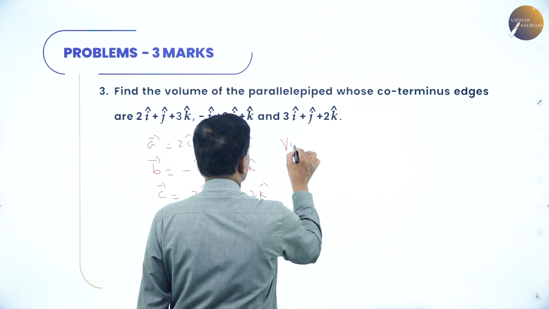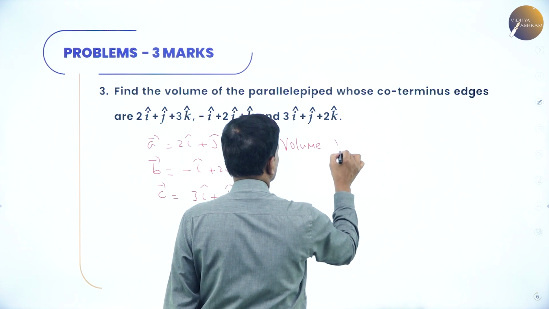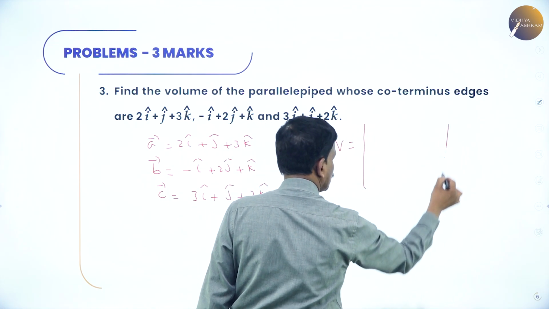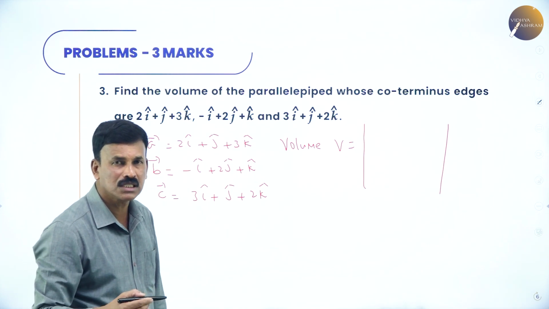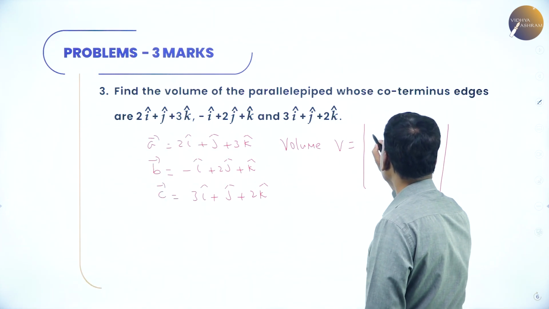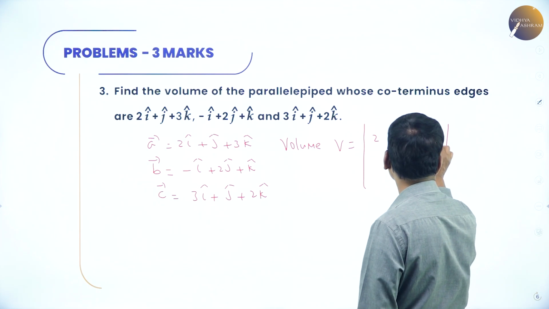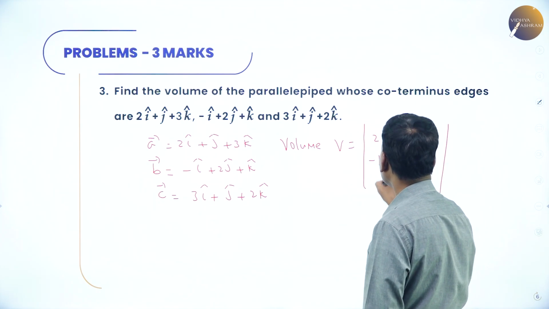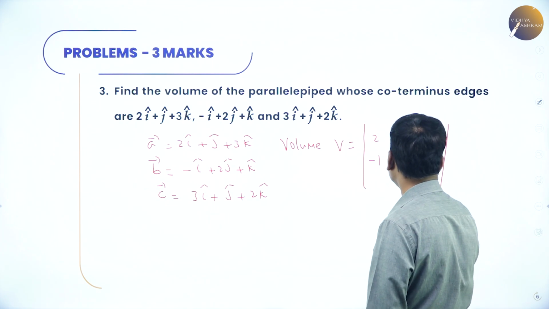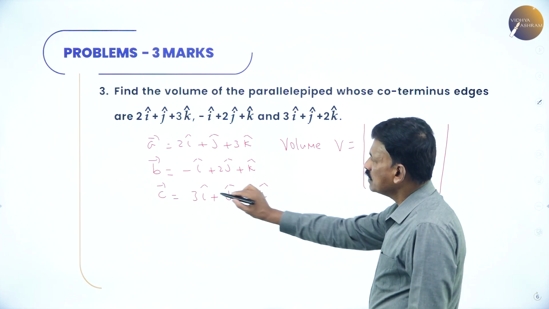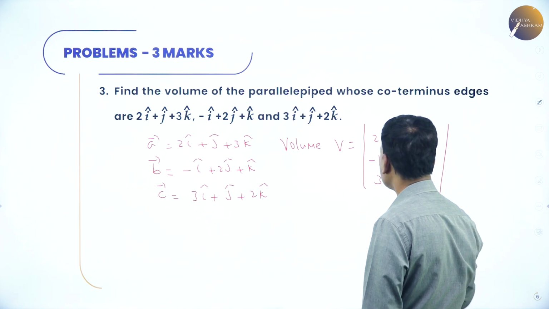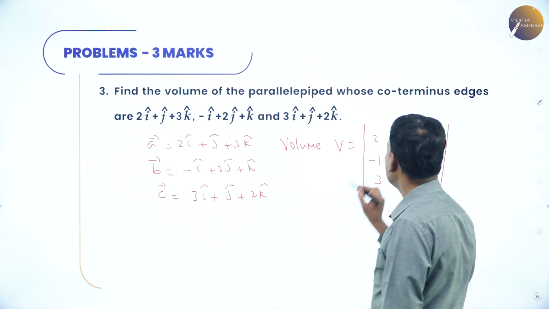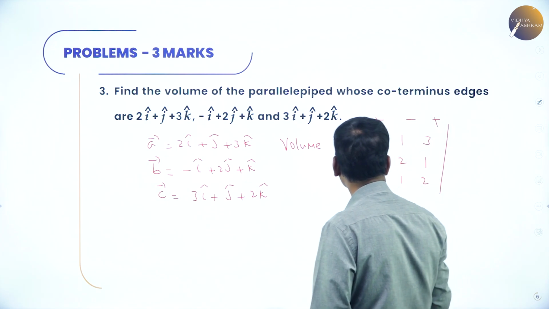Now the volume of the parallelepiped, V, is equal to the determinant. Just write down the coefficients of i, j and k in these 3 vectors. In the first vector, the coefficient of i is 2, j is 1, k is 3. For the second vector, the coefficient of i is minus 1, j is 2, k is plus 1. For the third vector, the coefficient of i is 3, j is 1, k is 2. Just find this value. So expand with respect to the first row.